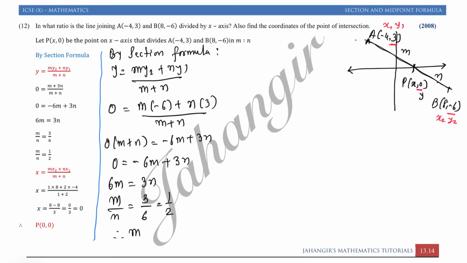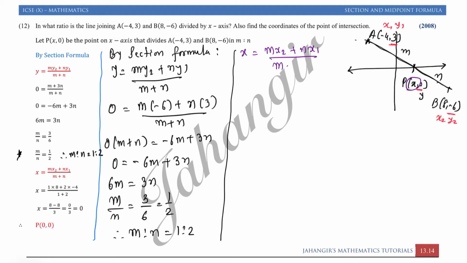So therefore the ratio is 1 is to 2. So m is to n is 1 is to 2. You have to write the ratio. So we did the ratio. Now we have to find the point of intersection. For the point of intersection, if you find out x, we can easily say the coordinate of P. So we will use the section formula for x. X is equal to (mx2 plus nx1) upon (m plus n). Sorry, x is not 0. We have to find that x.